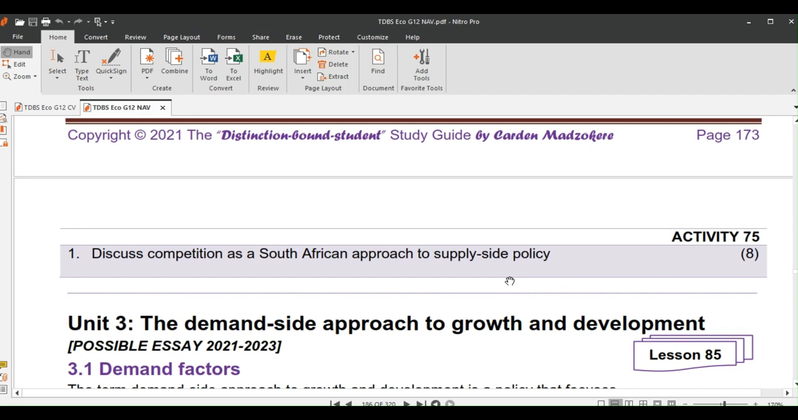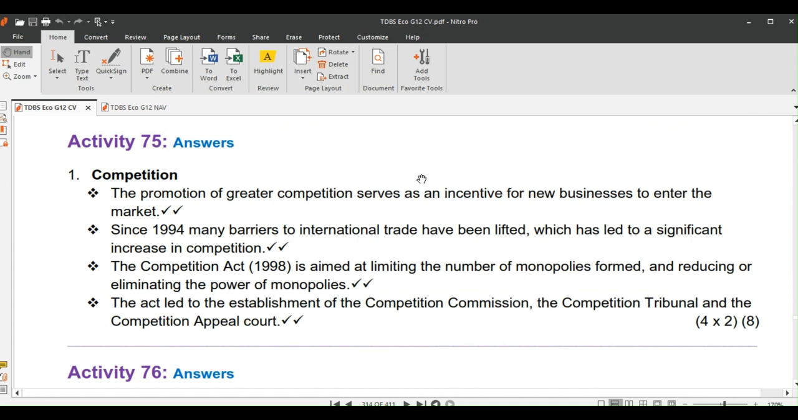We only had one question for you. It said, discuss competition as a South African approach to supply-side policy. 8 marks. Okay, for a question like this, make sure your answer has at least 4 points because we award 2 marks per point, so 4 times 2 gives you 8 marks.